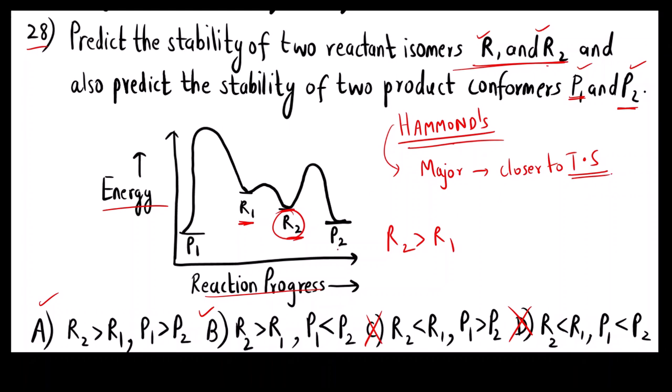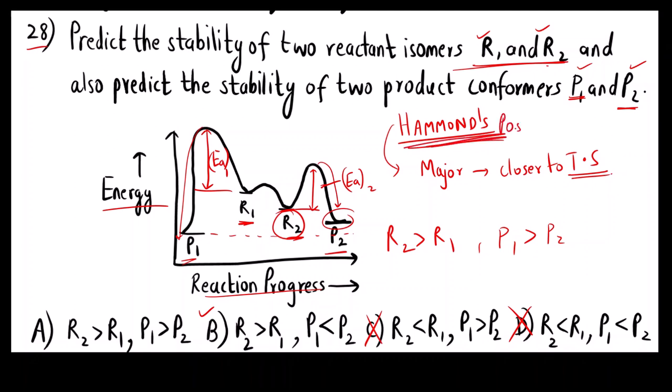Next, if you consider P2 and P1, if I draw like this, the energy of P2 is higher, P1 is lower. If you mark P1 as more stable than P2, and mark the option as A, then your answer will be incorrect. Why? Because here, if you see the activation energy, let's say Ea1 is much higher, it is far from the product. Whereas here the Ea is lower. This is Ea2. This is lower because this is closer to the product. That is the statement of Hammond's postulate.